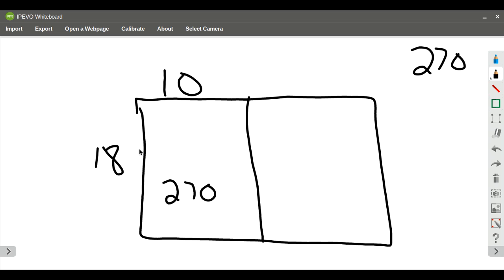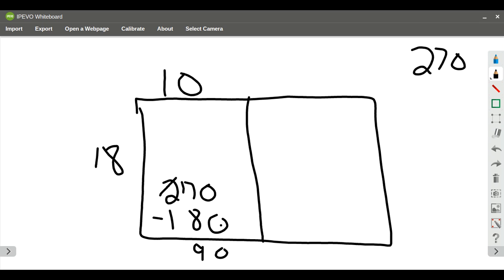Then I'm going to multiply 18 times 10. And when I multiply 18 times 10, I'm going to get 180. And I'm going to write that underneath my 270. And then I'm going to subtract. So when I subtract, I'm going to do 0 subtract 0, 0, cross off the 2, regroup the 1. So it becomes 17 subtract 8. So I'm going to get 90. So now I have 90.